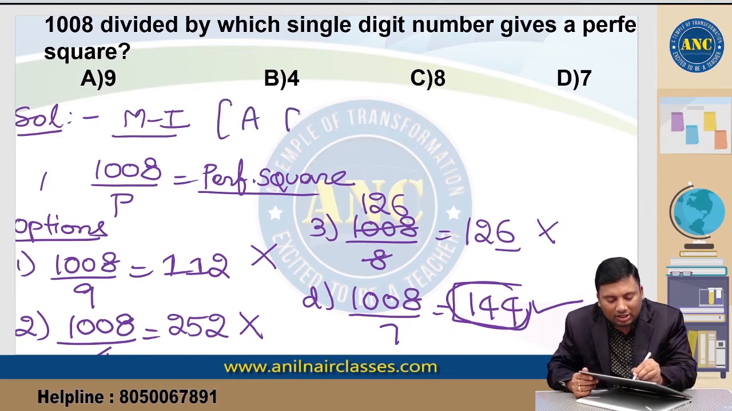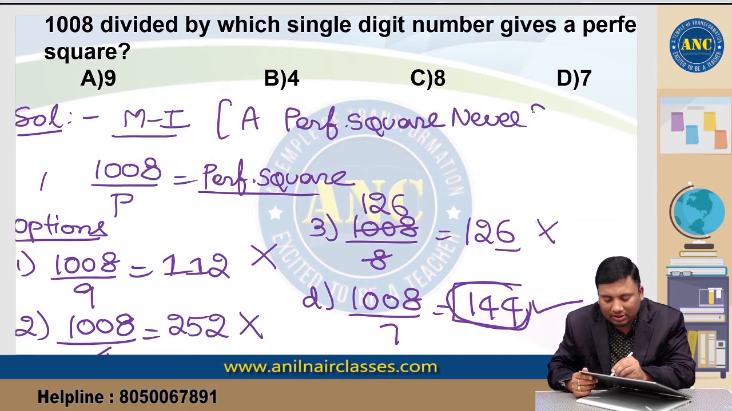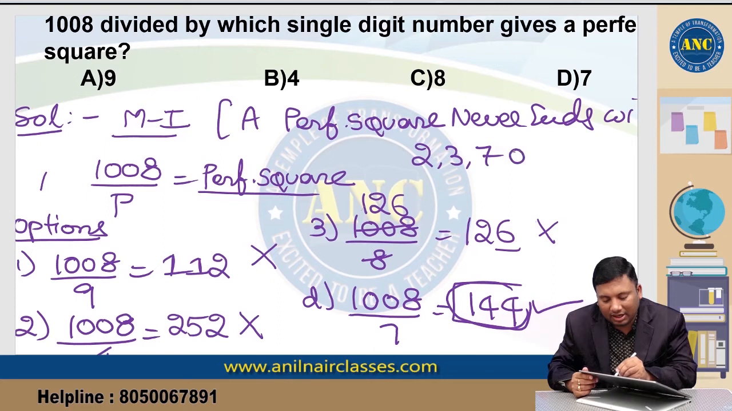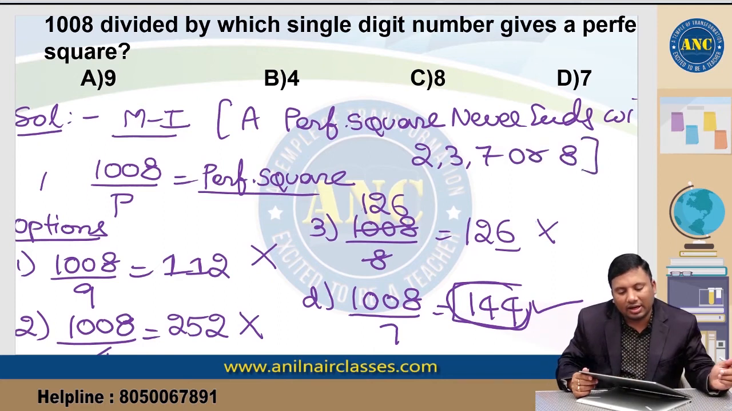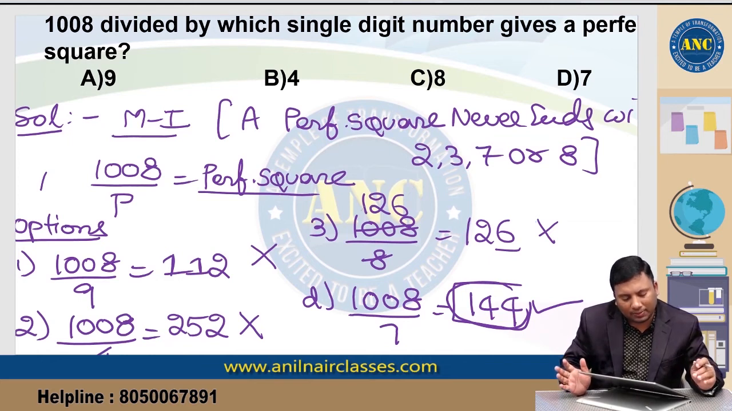What is the logic that is used here? A perfect square never ends with 2, 3, 7 or 8. Are you all with me? Now I hope the idea is clear, right? So first option out, second option out, third option out, fourth option, 144, will be the answer.